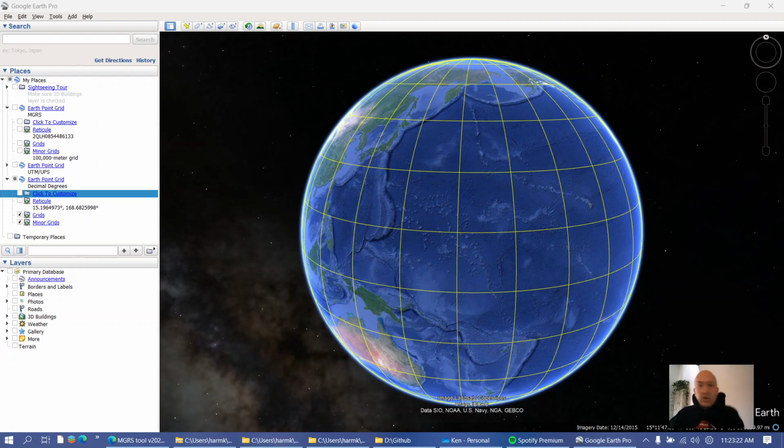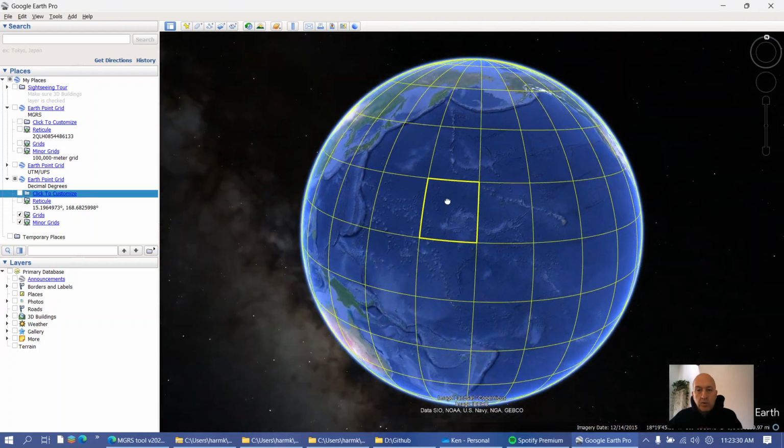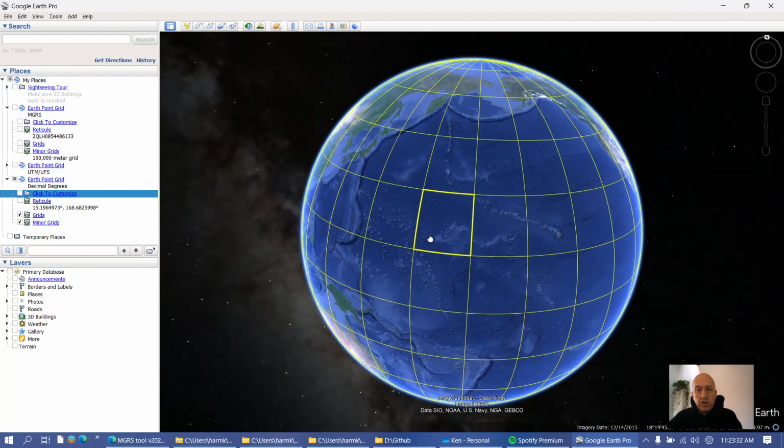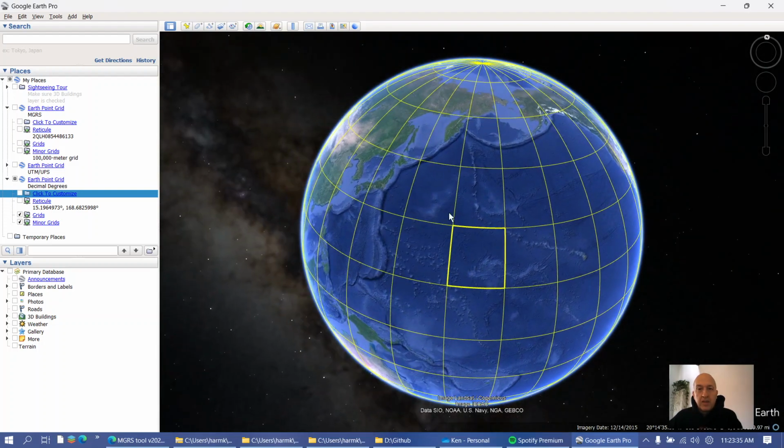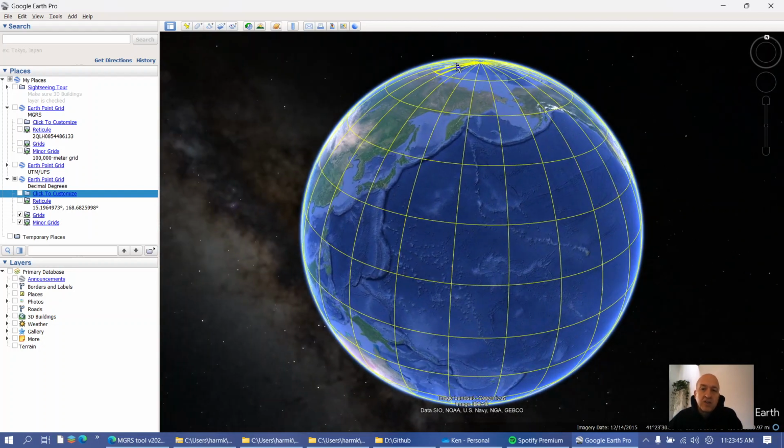The first thing I want to talk about is how latitude and longitude is built. So here I have the Earth, North Pole, South Pole. The lines that run from the North Pole to the South Pole are called longitude lines, but they're used to measure how far east and west we are. So that's our ruler for measuring how far east and west we are.